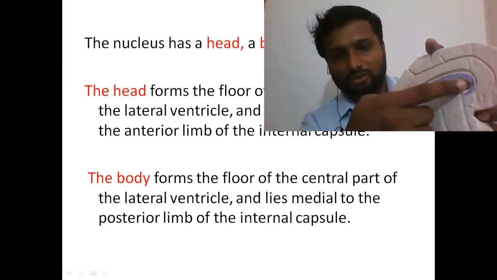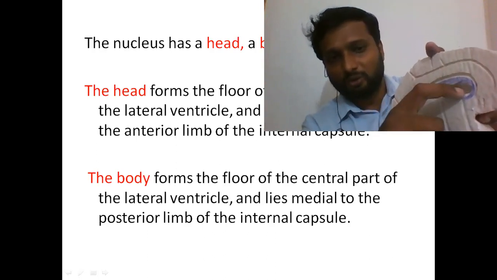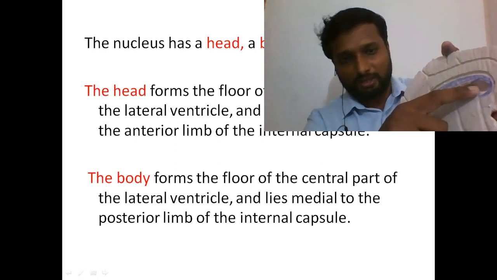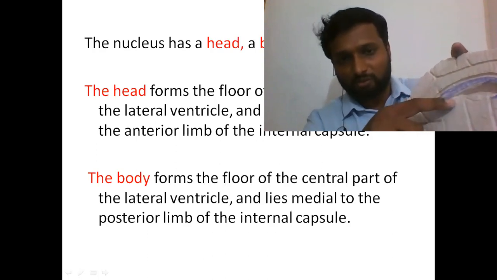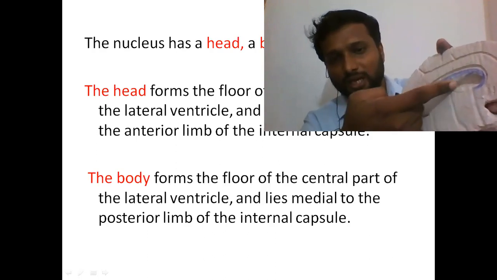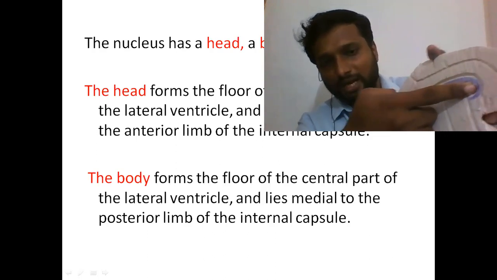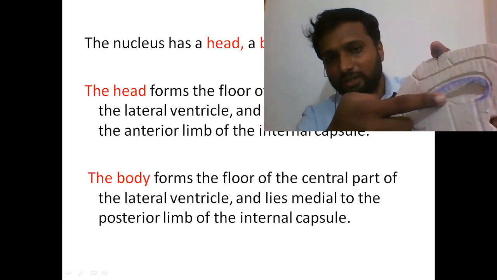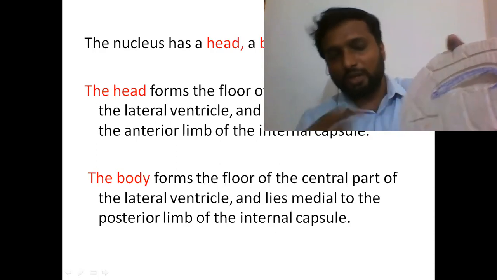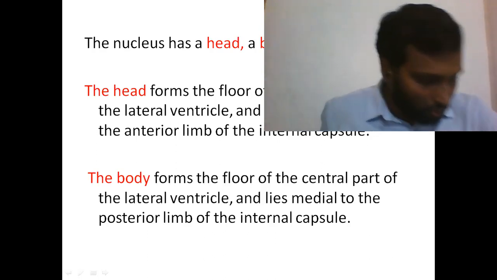Okay, so this is what the anterior horn floor means. This is the floor of the anterior horn. So here comes the head of the caudate nucleus. Then below and behind that, here comes the body, which forms the floor of the central part of the lateral ventricle. See, this is the anterior horn of the lateral ventricle, then the central part of the lateral ventricle. So the floor of the central part is formed by the body. I will show you another model.